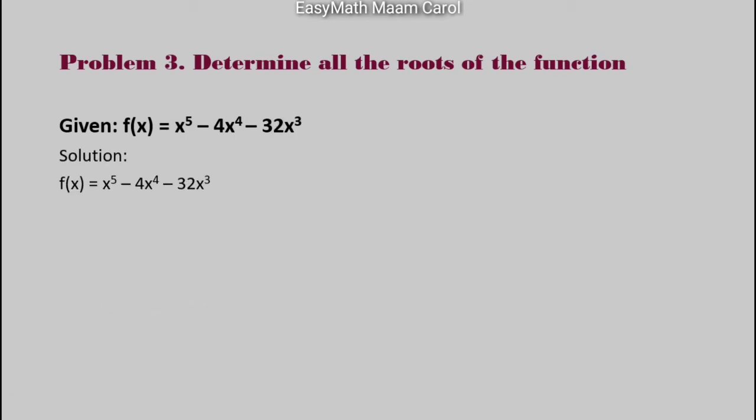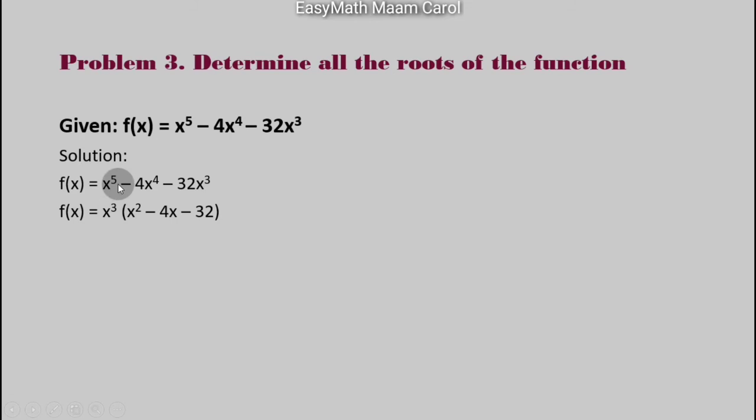One more, which is easier. Suppose that we have the function f of x equal to x to the 5th minus 4x to the 4th minus 32x cubed. You will notice that all of them have x. So the next step is to factor out, because they all have x. It has a common monomial factor, so we remove the smallest exponent.